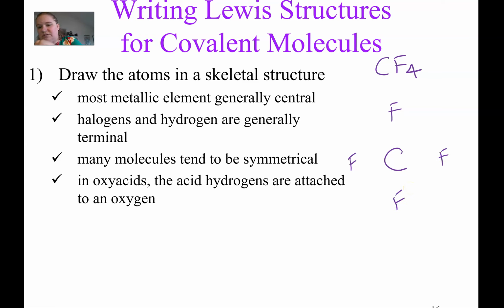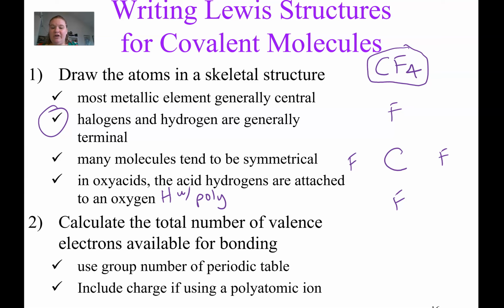Couple other rules on here. Halogens and hydrogens are terminal, meaning that they're on the edges. They're only going to be bonded to one other thing. Many molecules tend to be symmetrical. So even just by looking at my formula here, carbon with four fluorines, that tells me that my carbon's in the middle and it's surrounded by the fluorines. Use that symmetry to your advantage. The last one doesn't apply here, but we'll use it in an example in a little bit. It says in oxyacids, so remember that's a hydrogen with a polyatomic, the acid hydrogens are attached to an oxygen. So we'll use that in a little bit.